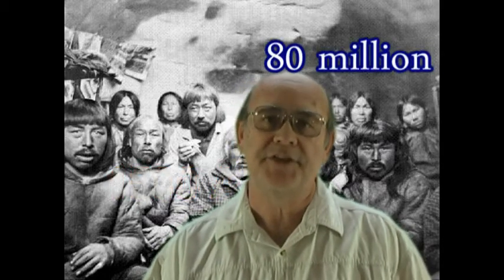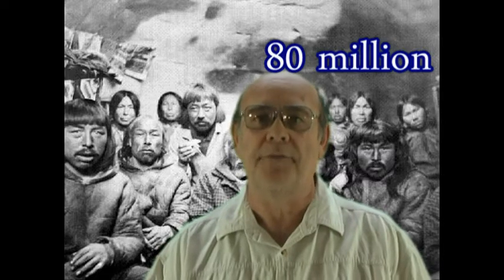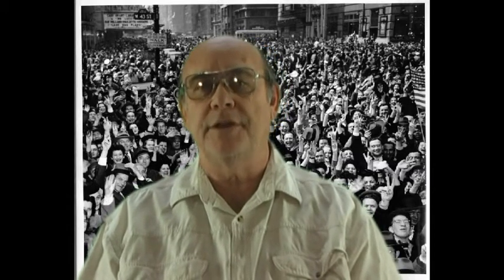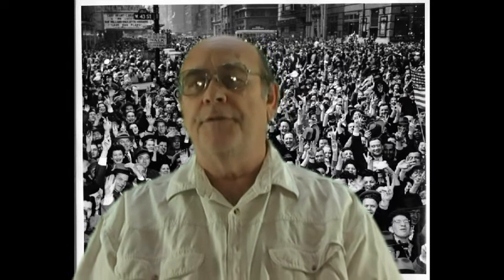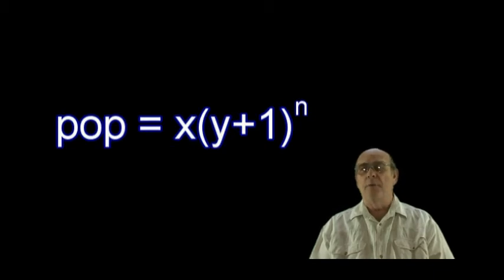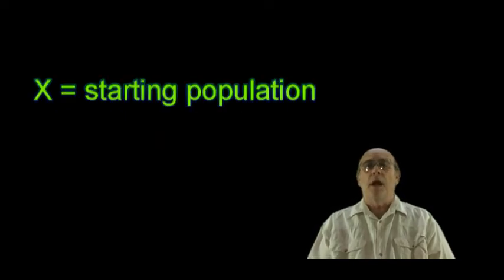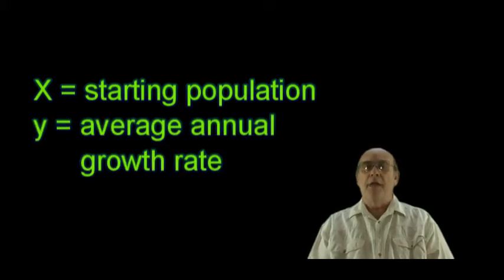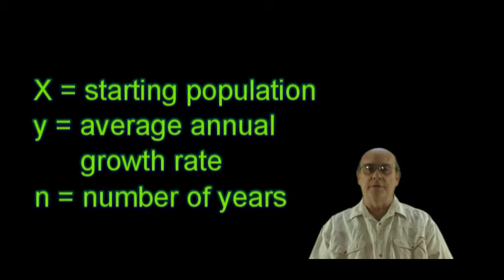Well, let's see just how accurate that number of 80 million really is. Now, there's a formula that we can use that gives us the population for any given year. In this case, we're going to be using the year 1500 AD. The formula asks for three things, and by the way, I'm going to be using very conservative numbers for our calculation. Well, we first need a starting population, then we need an average annual growth rate, and then thirdly, we need the number of years between the beginning date and the ending date.